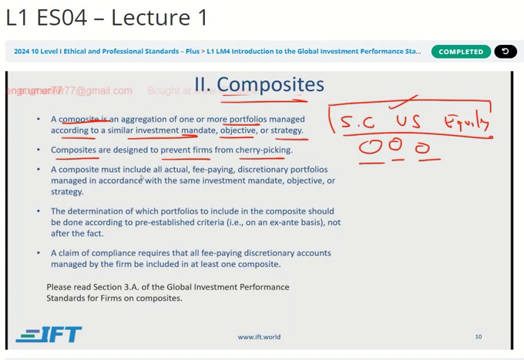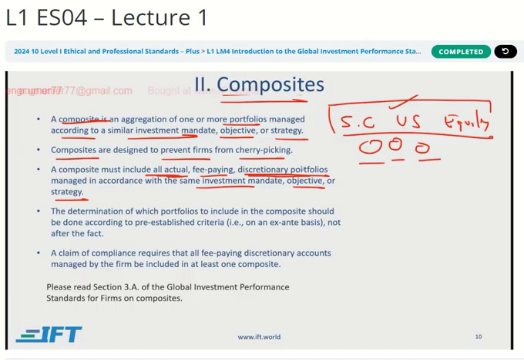A composite must include all actual fee-paying discretionary portfolios managed in accordance with the same investment mandate, objective, or strategy. So this is the point I just made. The only thing additional to highlight here is the concept of discretionary portfolios.